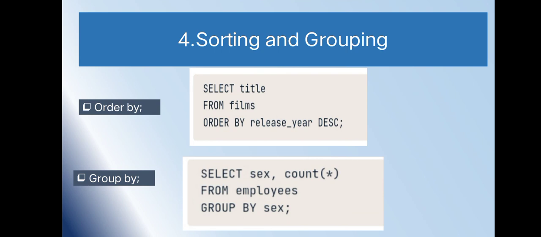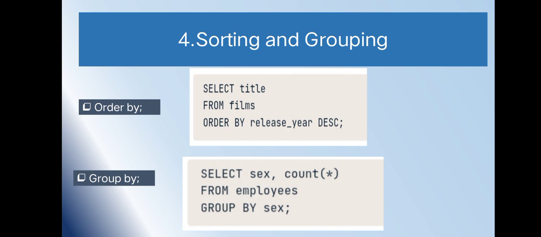ORDER BY will sort in ascending order by default. If you want to sort the results in descending order, you can use the DESC keyword. For example, we will select title from the films table ordered by release year in descending order. In this way we can get our results.